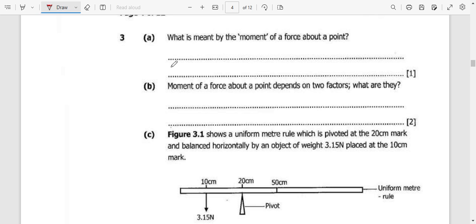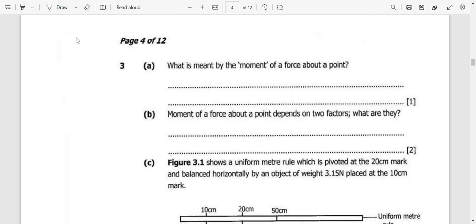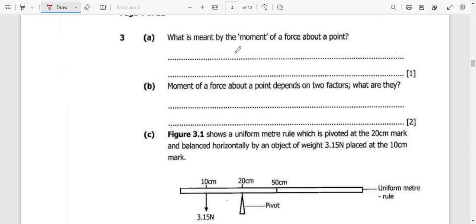Question 3. Let's see where it starts from. Alright, it starts from here. What is meant by the moment of a force about a pivot? Moment of a force about a pivot.